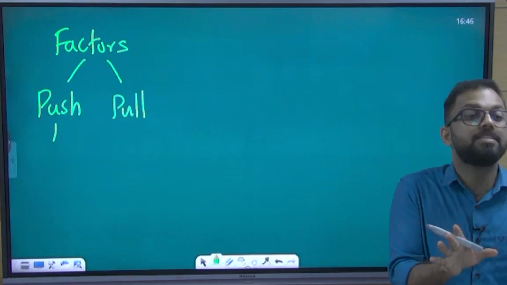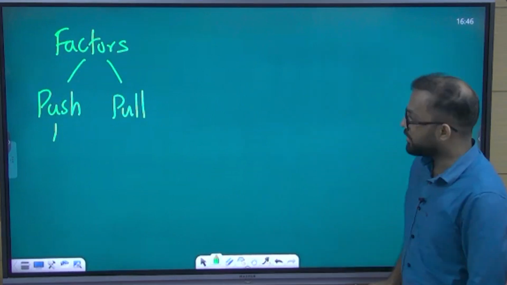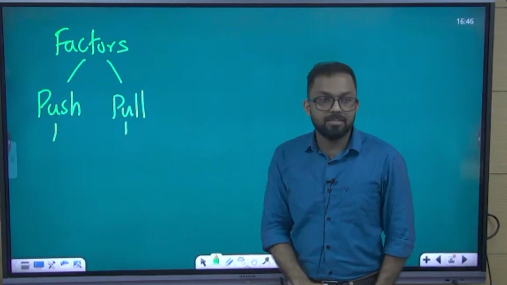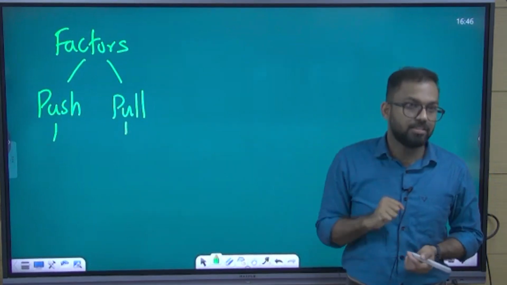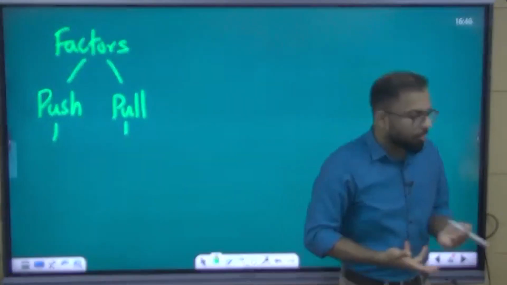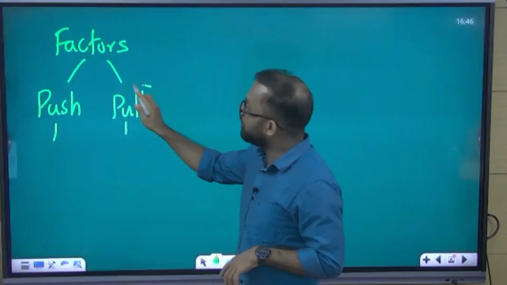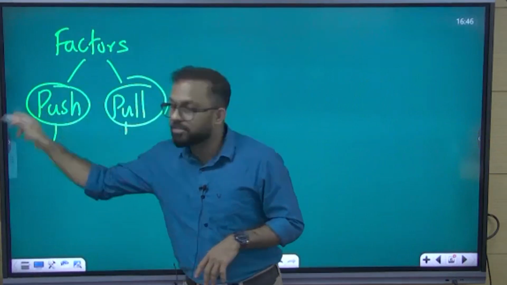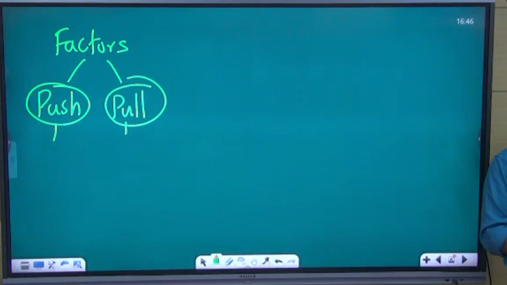Yes, that is pressurizing the people to move out from a place. That is pushing them outside. Pull means some kind of things attract people towards a particular destination. Maybe that's the employment opportunities, better standard of living. All these things are pull factors. So push factors are some kind of things that pressurize people to move away from a place. So push factors, important reasons.